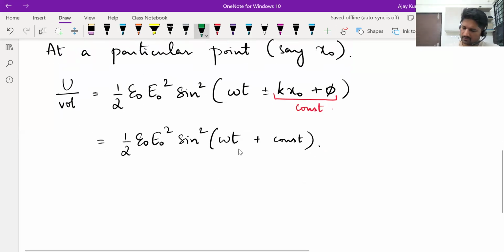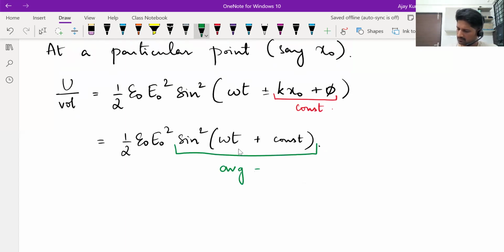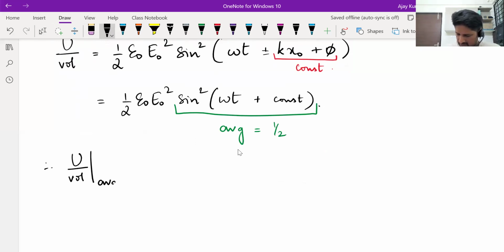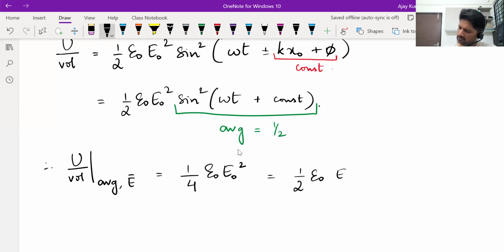One of you tell me, what is the average value of the sine square function? Half, sir. Half. Okay, that half gets multiplied with this. Therefore, the average energy density stored in the electric field of an EM wave becomes 1 by 4 epsilon naught E naught square. There is another way also to write it. We can also write it as half epsilon naught, E naught by root 2, whole square. Can one of you quickly tell me what E naught by root 2 is?